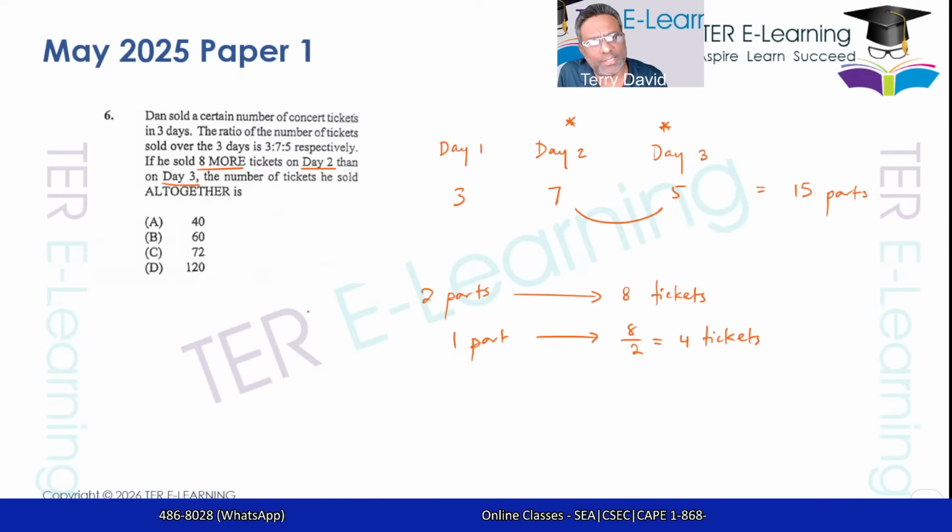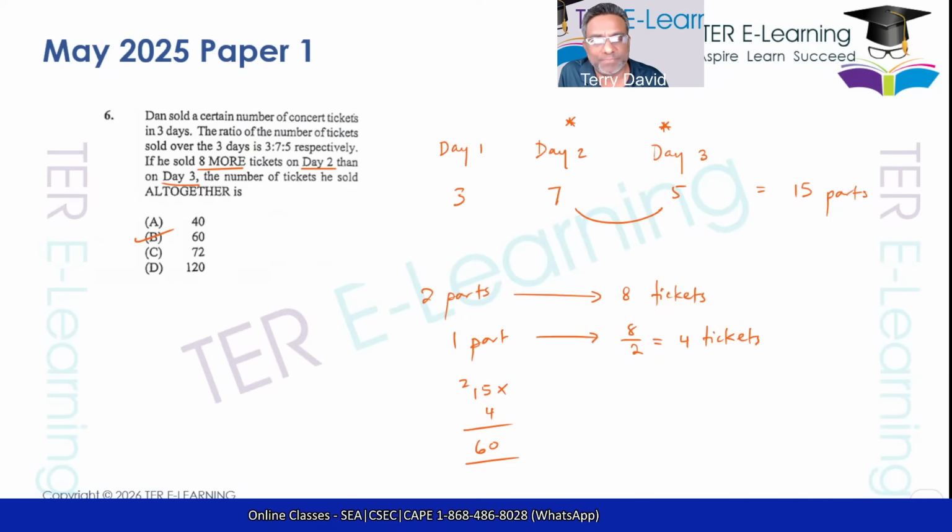So the question is a little different to what we saw before. If you want to work out the tickets he sold all together, we need to work out 15 parts. So it's going to be 15 multiplied by 4. 5 fours are 20, 1 four is 4, and 2 makes 6. So he sold a total of 60 tickets here. The answer is B.